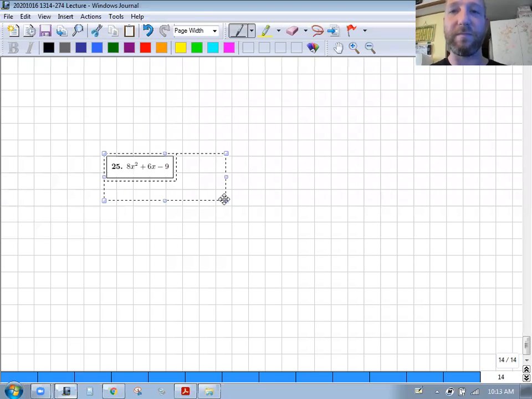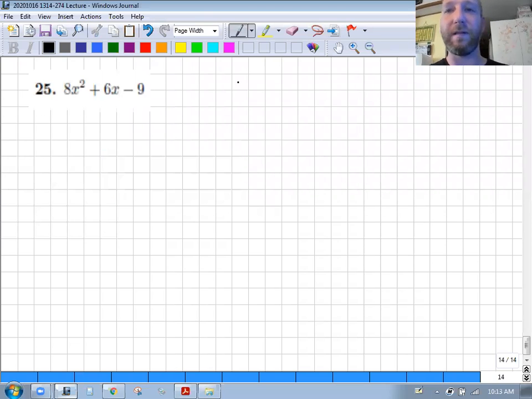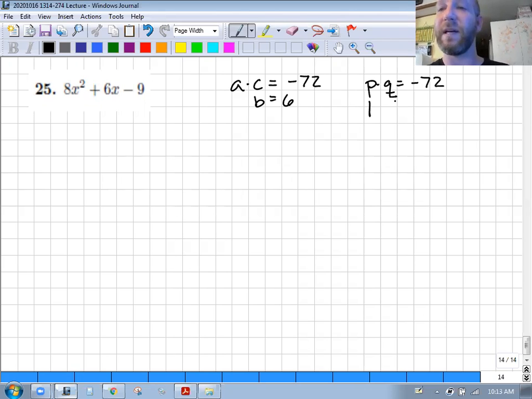Look at the next one. All right. Our A and our C. 8 times 9 is, what is 8 times 9? 72? Is that right? 9 times 8? Sounds right. So we need our P and our Q to multiply to give us a negative 72. B is 6, so we need them to add, give us a positive 6.